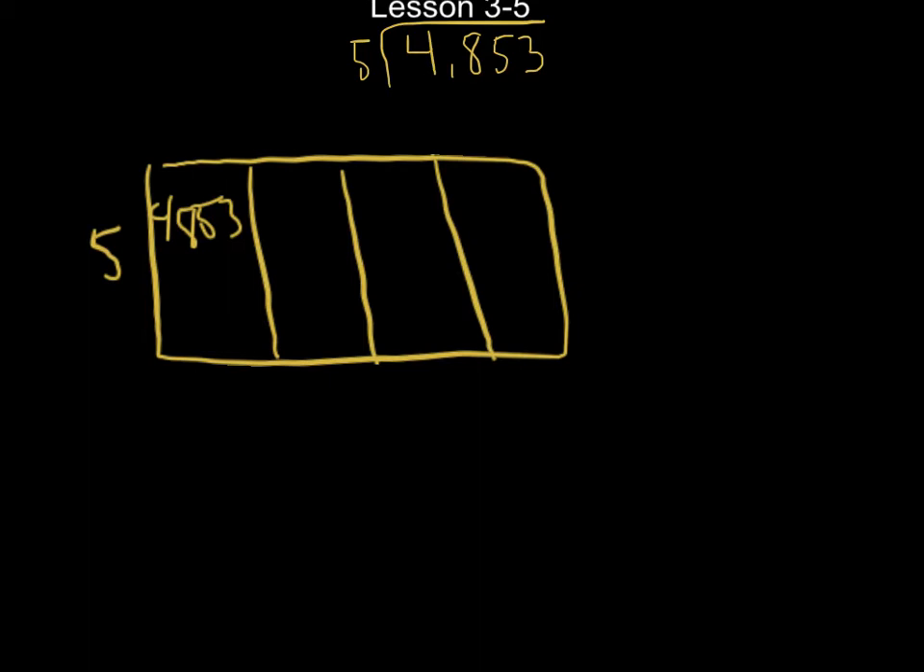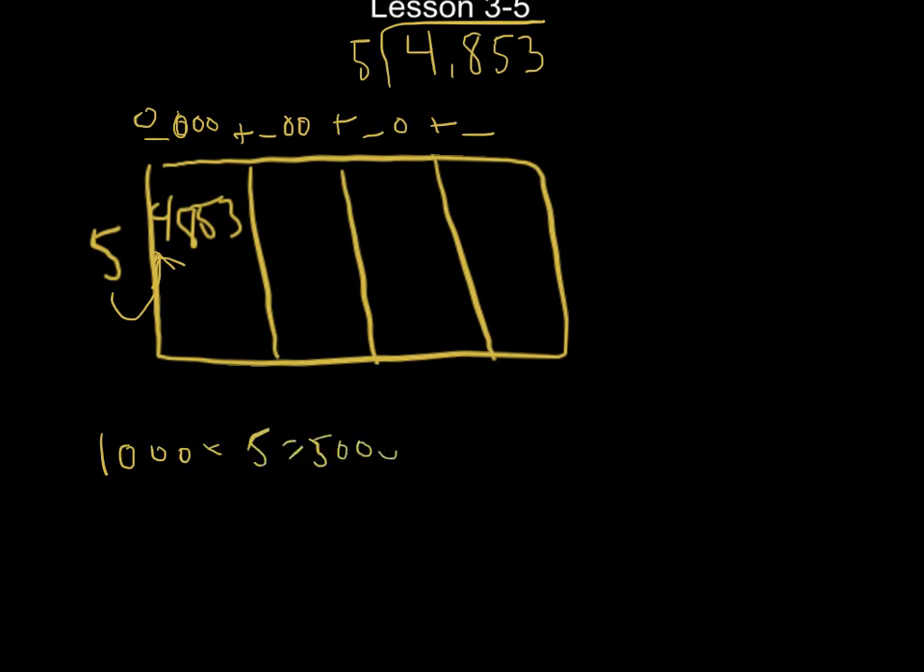So 4,853, 5 can go in this many thousands, plus this many hundreds, plus this many tens, plus this many ones. Then you would add it all together. By looking at it, you already know the 5 can't go into the 4. So your answer here would be 0 thousands, because 1,000 times 5 would give you 5,000, and that's already more. It's okay to put a 0 in one of these boxes. 0 times 5 equals 0, so 4,853 minus 0 is 4,853.